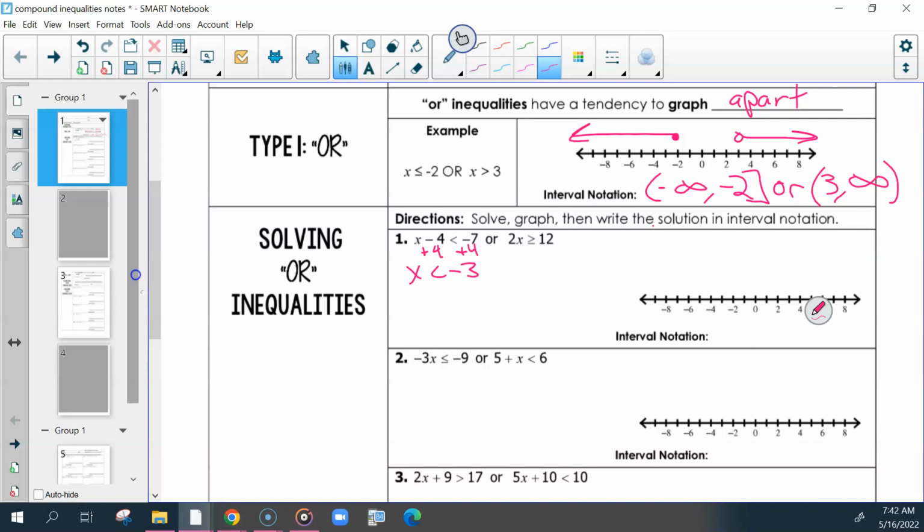And then how would we solve the other side? Divide both sides. We have x is greater than or equal to 6. And between both of those, we need an or. So we can draw that. X is less than -3 would be an open circle at -3, going to the left. X is greater than or equal to 6 would be a closed circle at 6, going to the right.